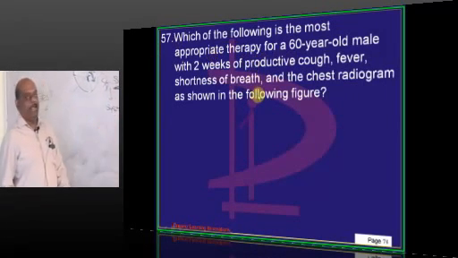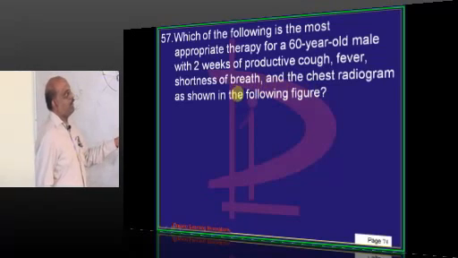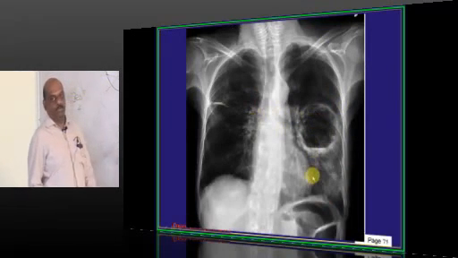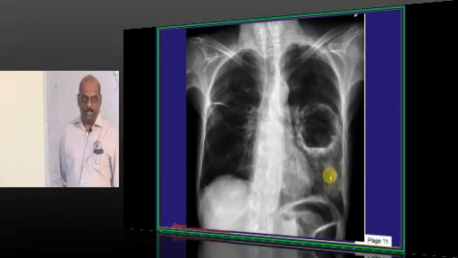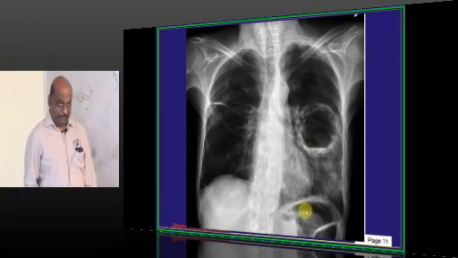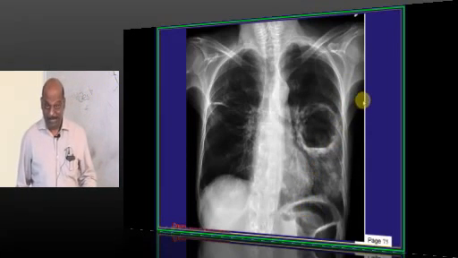For a 60-year-old male, 2 weeks of productive cough, a chest radiograph is being shown to you. What is it showing? A cavitating lesion which is typical of pulmonary abscess, lung abscess.